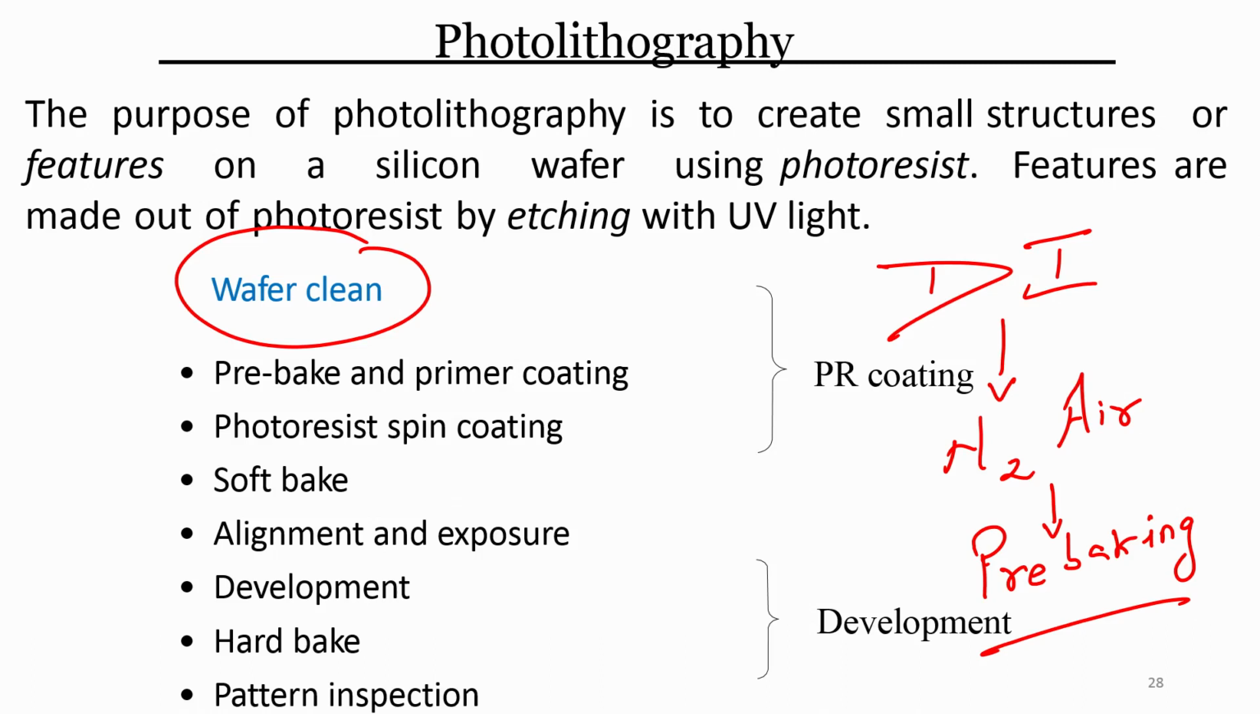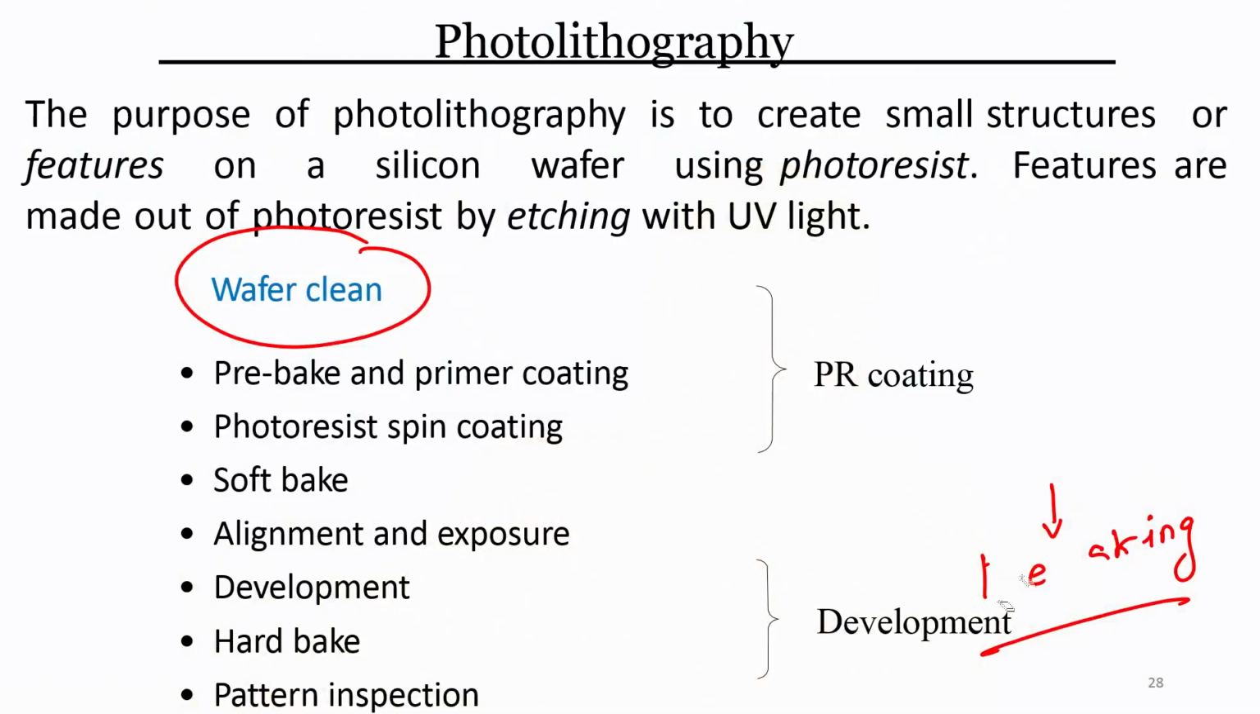So, what is the process? First you have to perform the HF dip, then you have to clean or rinse the wafer with the help of DI water. After rinsing the wafer with DI, you have to dry the wafer with the help of nitrogen. After drying the wafer with nitrogen, you have to pre-bake the wafer to remove any moisture. After this, your wafer is ready for photolithography.